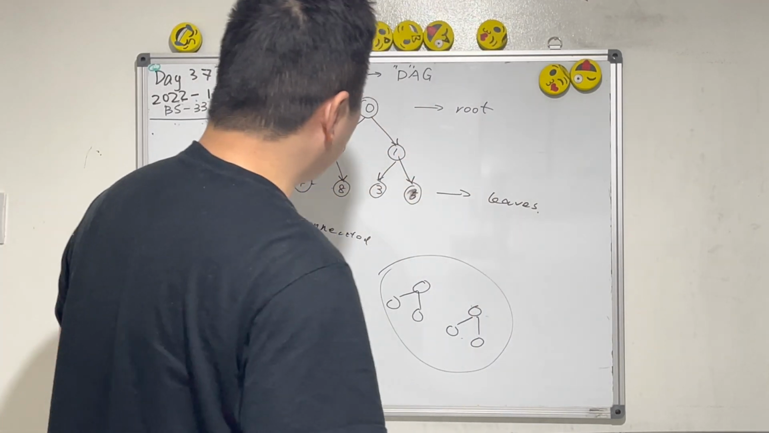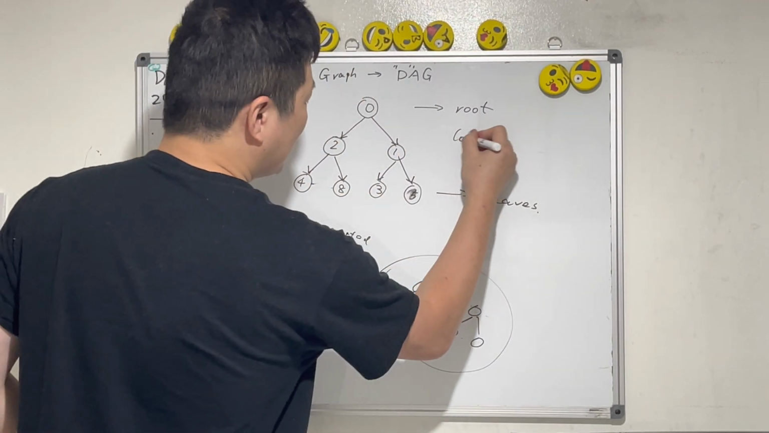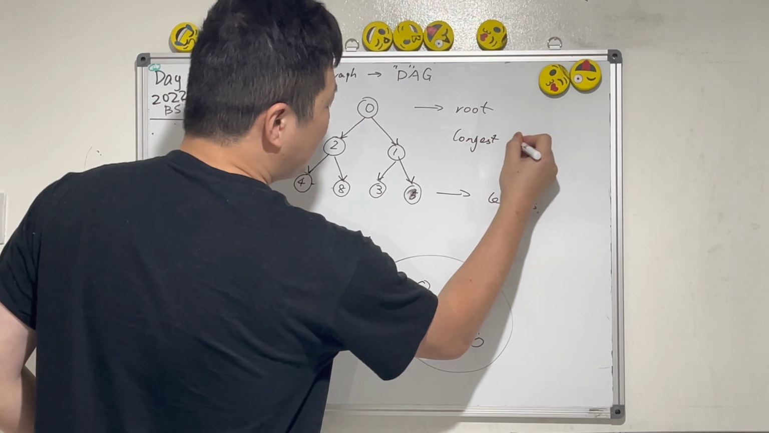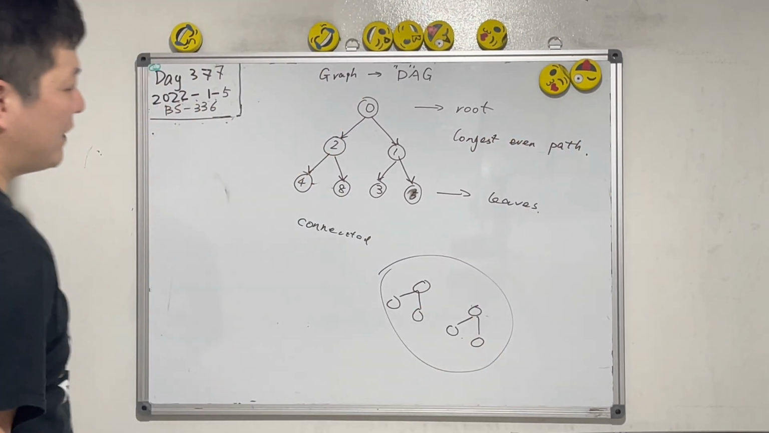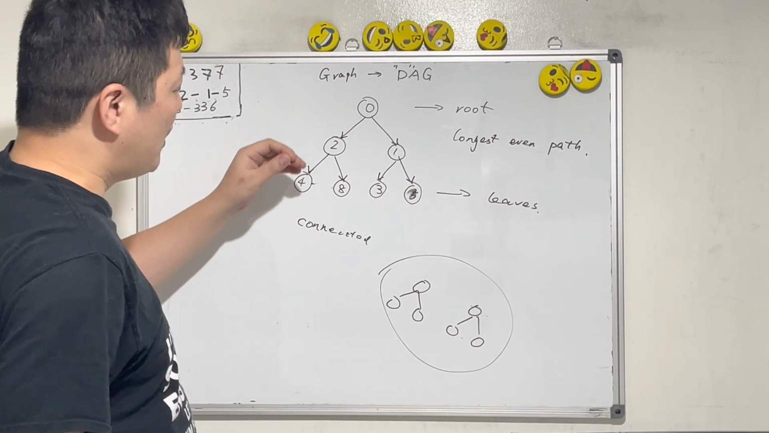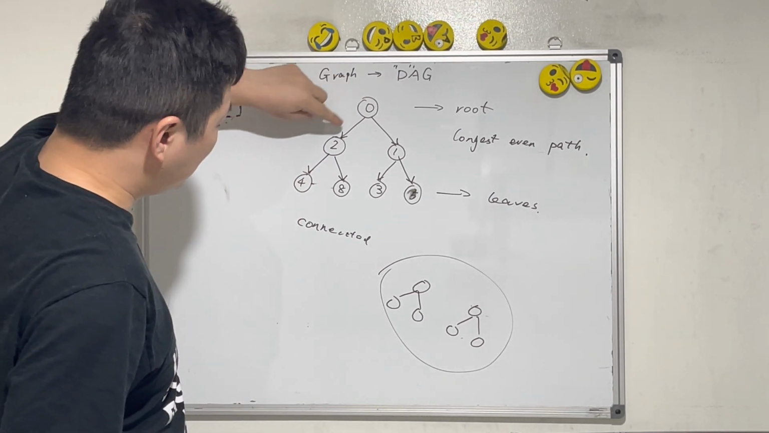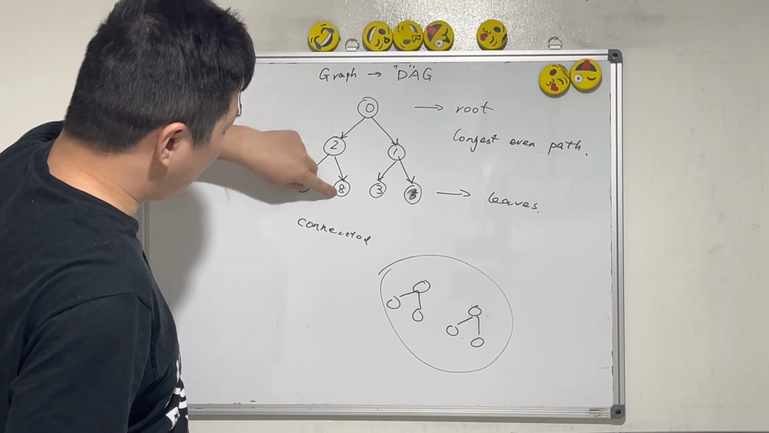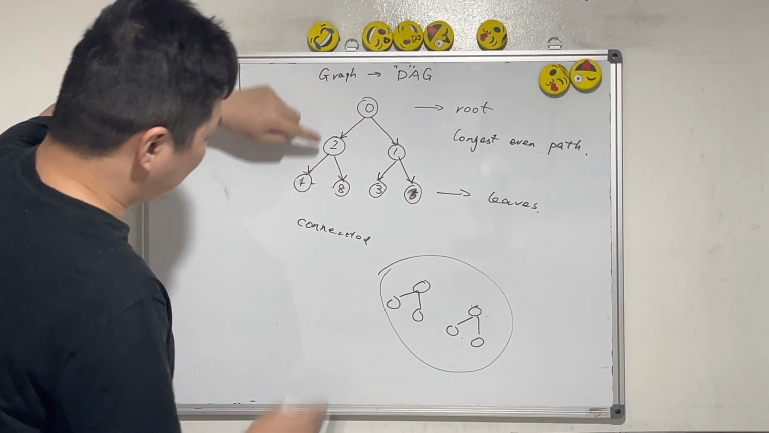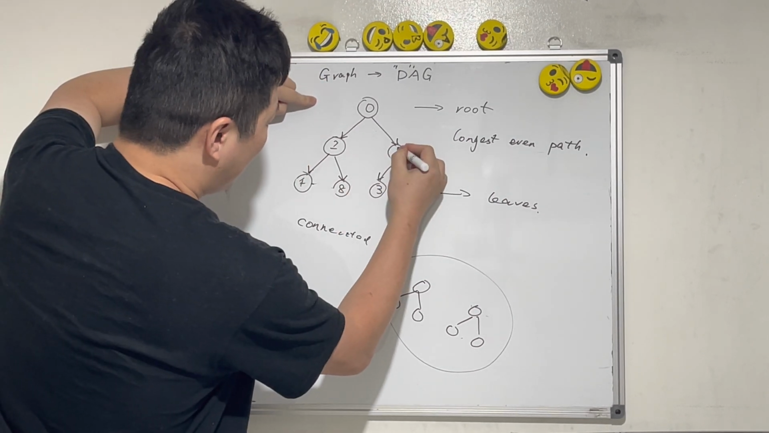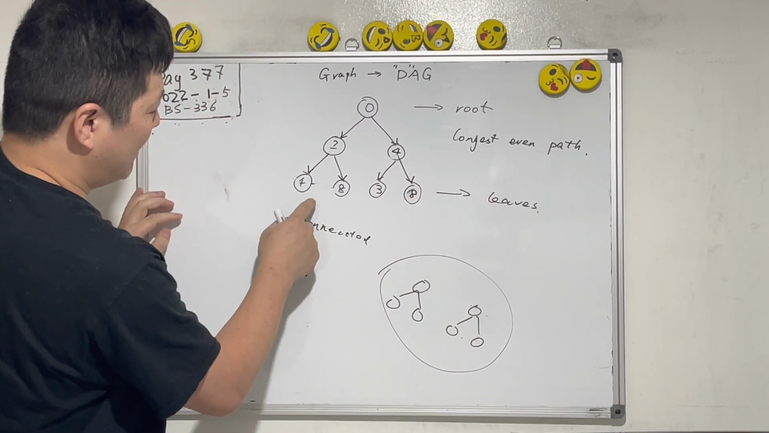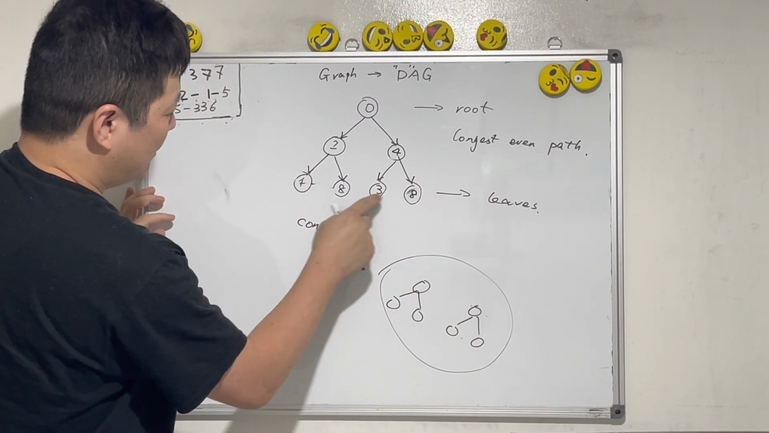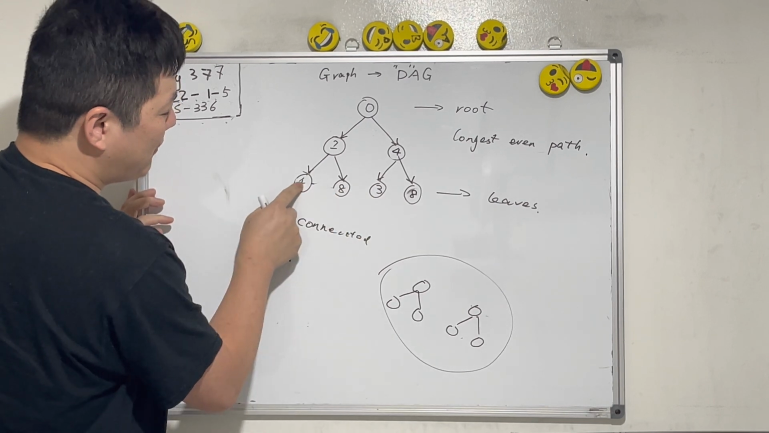So today's task is easy. We want to find out the longest even path. 0 to 8, or 0 to 4, is the longest. If I change this to 4 and change this to 8, the longest will be 0 to 8, 4, so it could be coming from here or here, right?